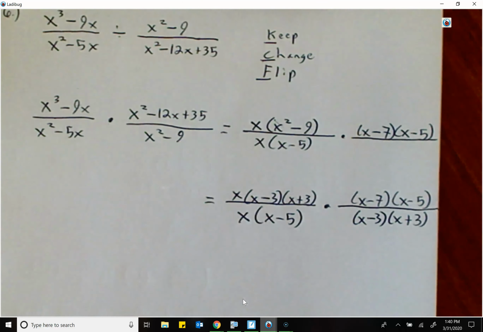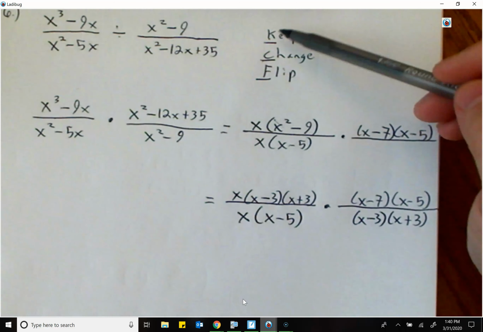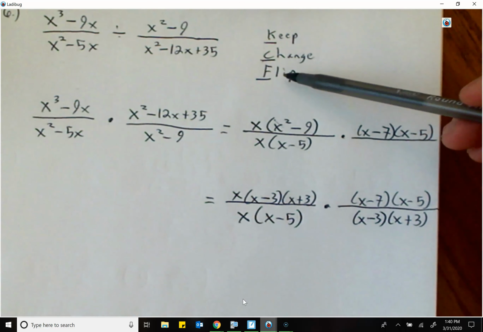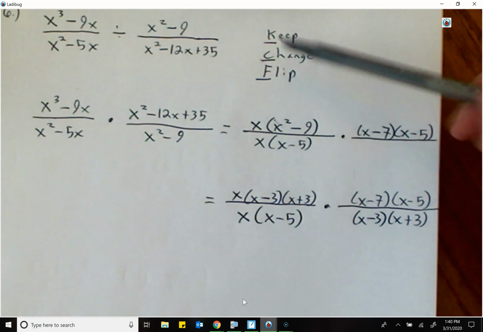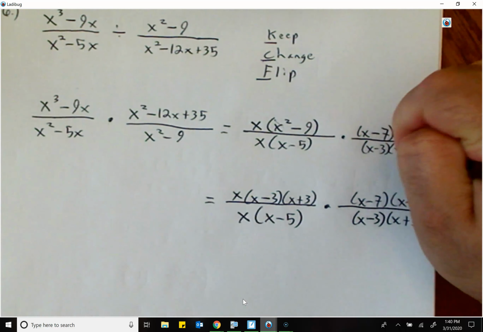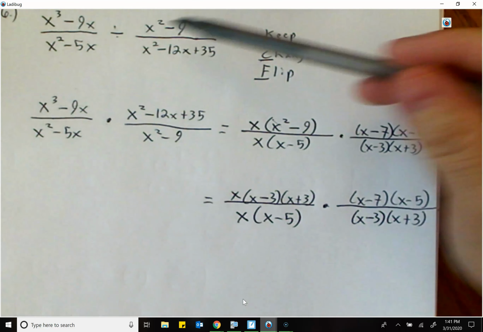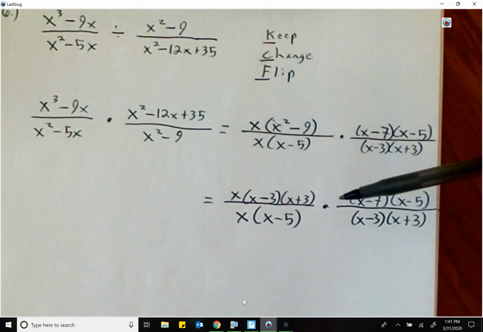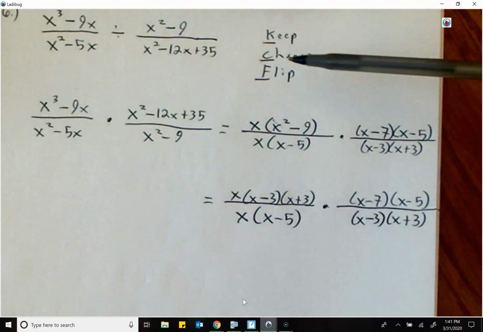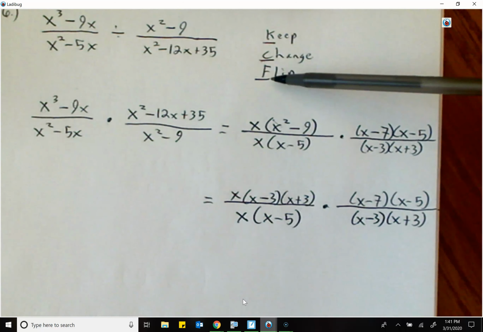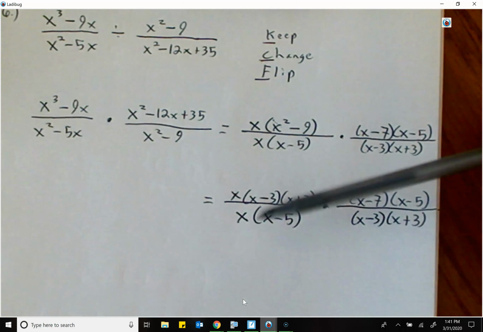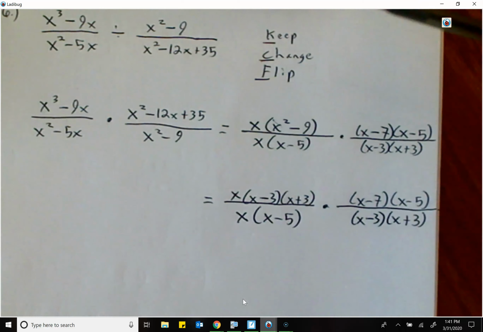So again, that's crossing off what's in common from top to bottom. Please know that you could have factored everything and then done keep, change, flip. So we could have done all the factoring first. Oh, I need to put an x minus 3 there. X plus 3. So we could have done all this factoring and then done keep, change, flip. So the two steps, it doesn't really matter which one you do first. You can keep, change, flip it and then factor, or you can do the factoring and then do keep, change, flip. It's all the same.